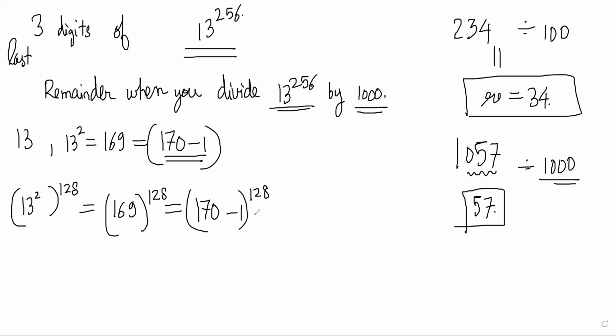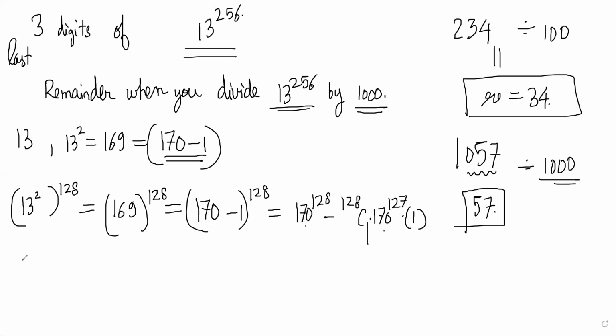So you will end up initially getting many higher powers here: 170 power 128 minus 128 C1, 170 power 127 into 1, and so on. The initial powers don't concern us because they have so many zeros, right? 170 power 128 is 10 power 128 into 17 power 128, right? So those ones are not a problem. Those anyway have too many zeros. We have to look at the last 2, 3 terms, because the last terms will be the ones which have fewer zeros, right?